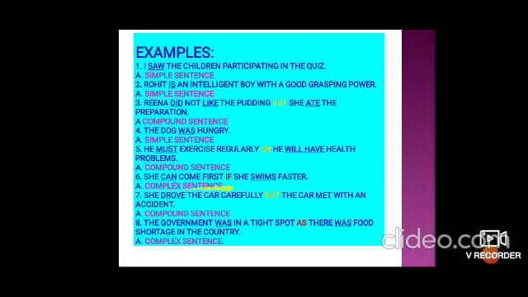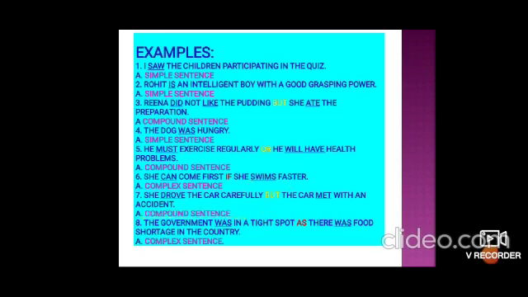Next, she can come first if she swims faster. So it is can and swims. Two finite verbs joined with a subordinating conjunction, if, then that is a complex sentence. She drove the car carefully but the car met with an accident. So drove is a finite verb, then met is a finite verb. Two finite verbs joined with a coordinating conjunction, but, is a compound sentence.